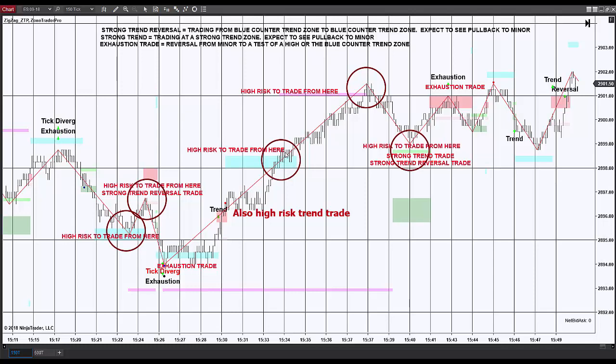This is a high risk trade, blue to blue, and it would again be high risk if we were in a strong trend to trade from up here for two reasons. The first is that the risk reward is not always going to be appropriate, and second, the market could continue much higher than the indicated strong trend resistance zone here. These are probably the most important points of this video.